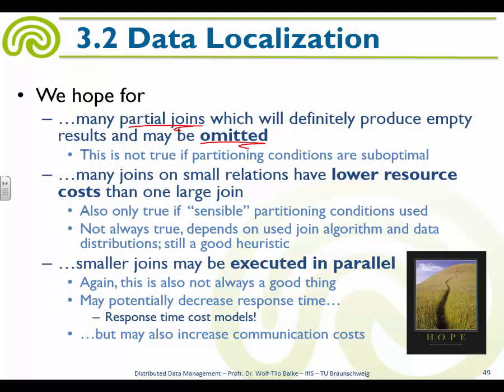Of course, if you have small relations, then the join costs may have lower resource costs than a single large join, right? Talking about things like block nested loop joins, like index nested loop joins, yeah, it also depends on that. Of course, for this you need a sensible partitioning condition. And again, it depends on the join algorithm and the data distributions that you have, so it may not always be true, but still, as a heuristic, it works out.